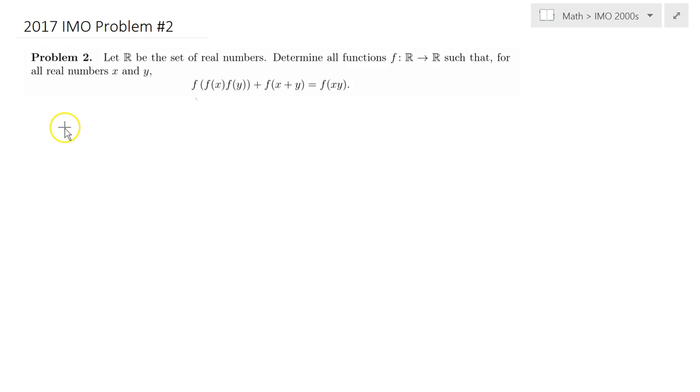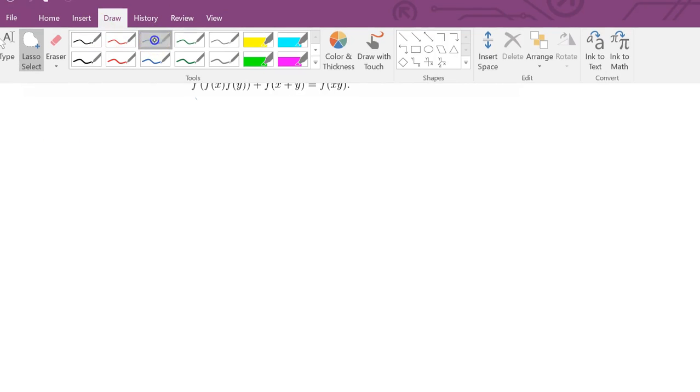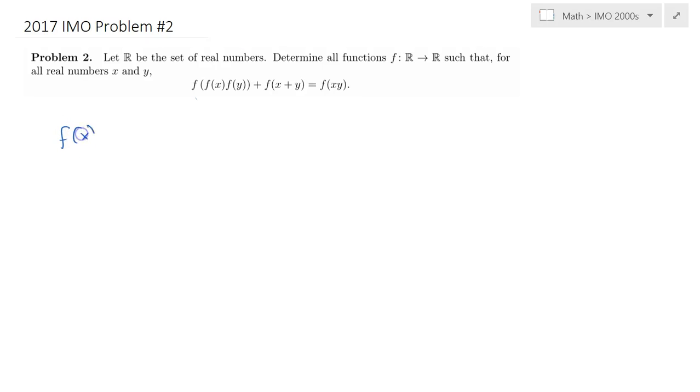It's easy to see that the following functions, f of x equals 0, or f of x equals 1 minus x, and f of x equals x minus 1, all these functions satisfy the given functional equation. So for example, obviously 0 is quite clear that it satisfies. For instance, let's try this one, f of x equals 1 minus x.